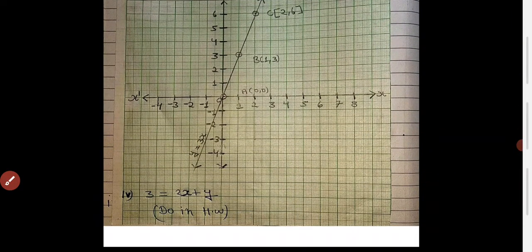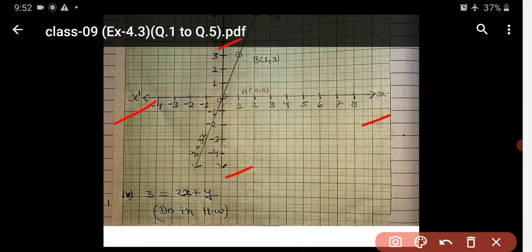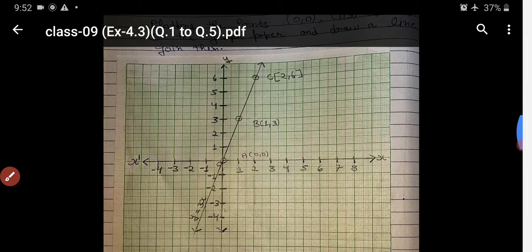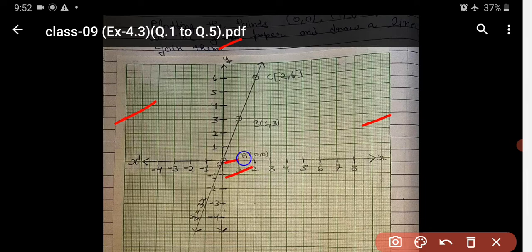Just take the graph paper, x and x dash, y and y dash. Now simply plot the points first. 0 comma 0 is the origin, and then 1 comma 3, on the x 1, y 3, it becomes 1 comma 3. And c is what? 2 comma 6, on the 2 and then you have to take 6. Write the name c, 2 comma 6. Now simply draw a straight line which passes through these 3 points, and after that you have to write the name of the equation also, y is equal to 3x. So it is your required graph.